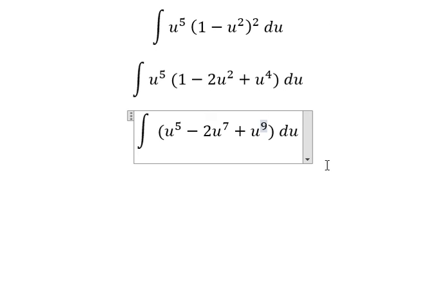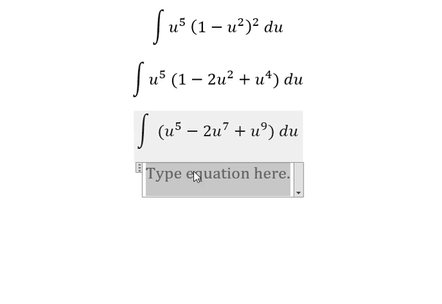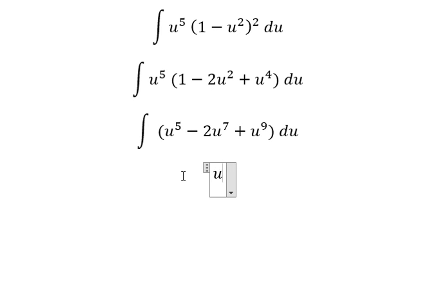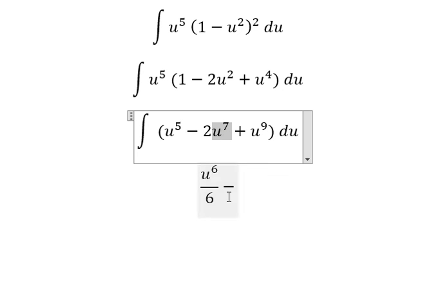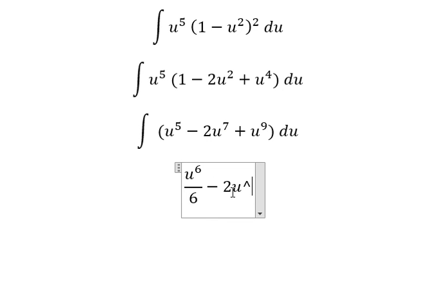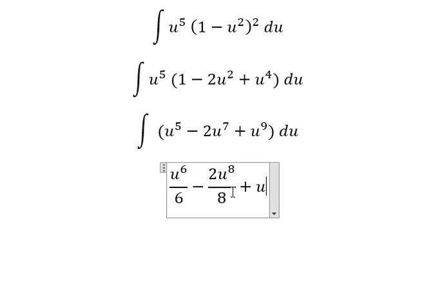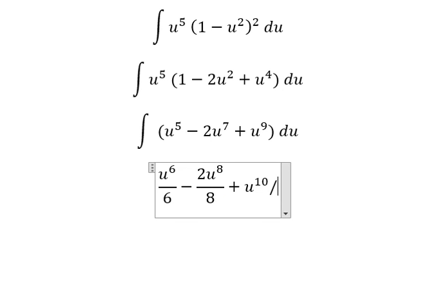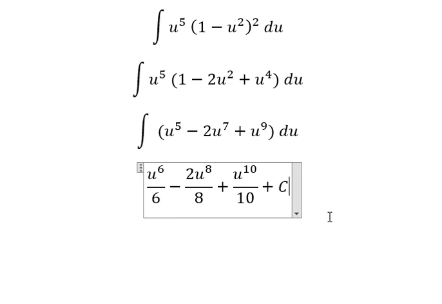And now we can get the final answer. The integration of u to the power of 5, you got u to the power of 6 over 6. The integration of this one, you got u to the power of 8 over 8. And the last one, that's about number 10. And we put c.